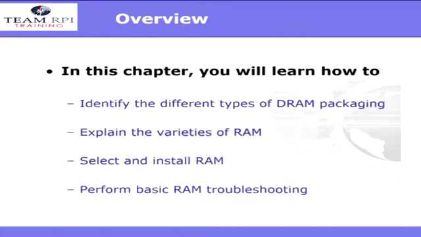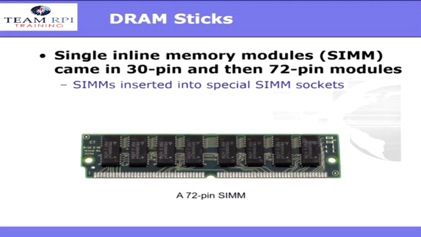You're going to learn to identify different types of DRAM. We'll explain the varieties of RAM that's available, help you select and install the proper RAM for your device, and perform basic RAM troubleshooting. It all starts with SIMMs, the single inline memory module. They came in 30 or 72 pin modules. Here's a picture of one.